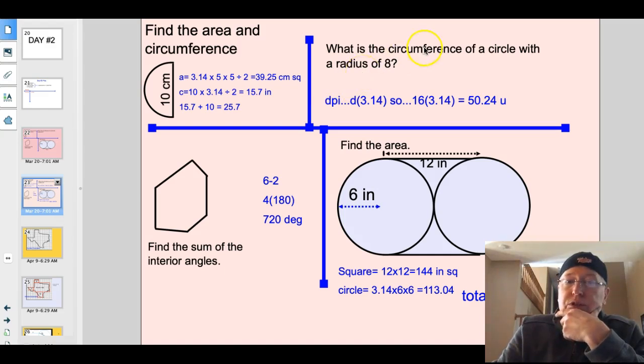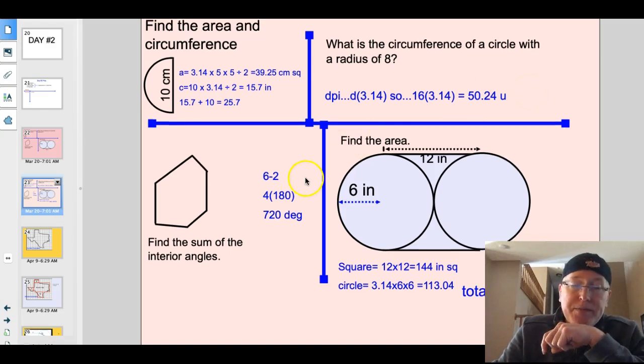What's the circumference of the circle with a radius of 8? Well, d pi is our formula. We take the diameter times 3.14. So the diameter is 16, because the radius is 8. So 16 times 3.14 looks like 50.24 units.